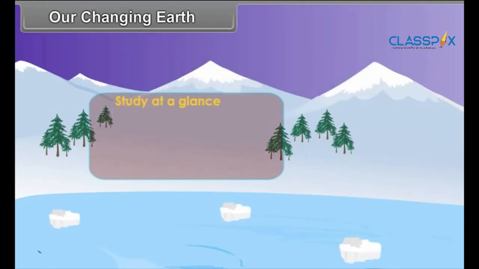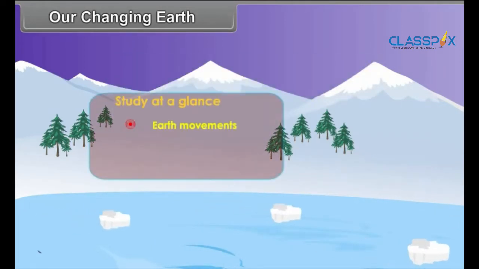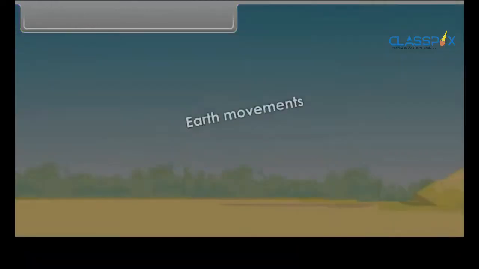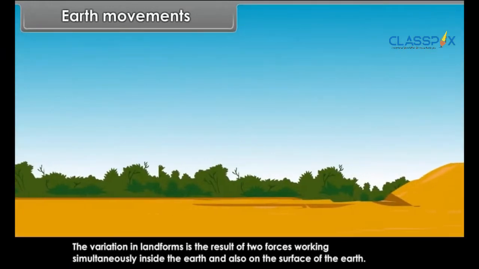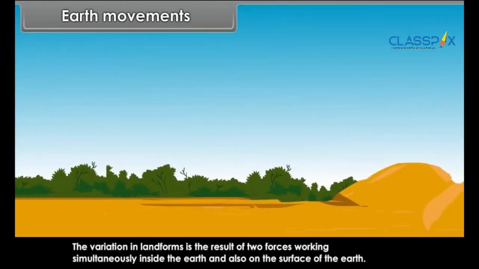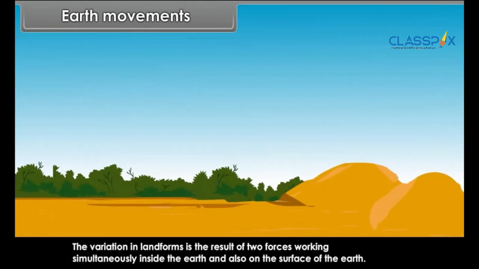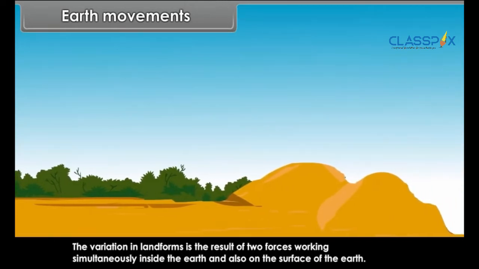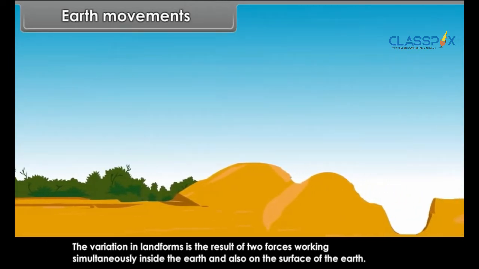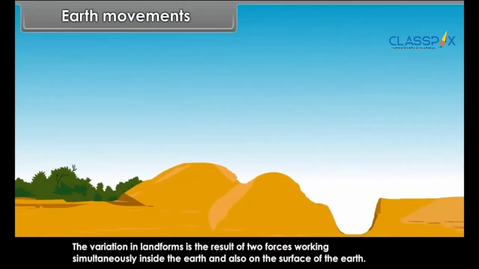Study at a glance. Earth movements. Major landforms. Earth movements. The variation in landforms is the result of two forces working simultaneously inside the Earth and also on the surface of the Earth.